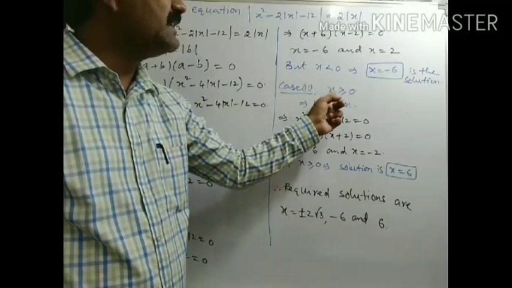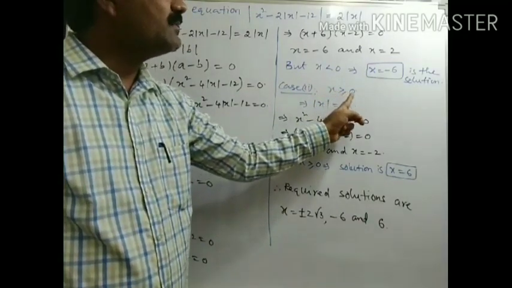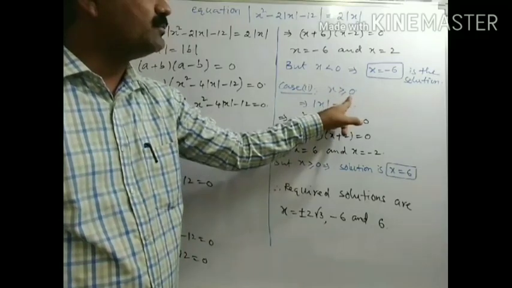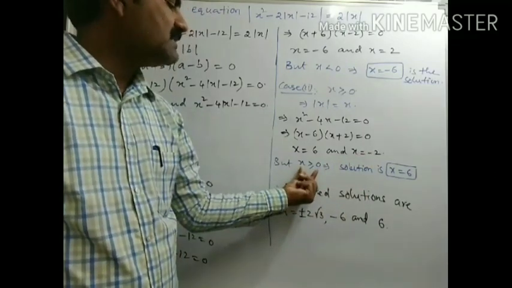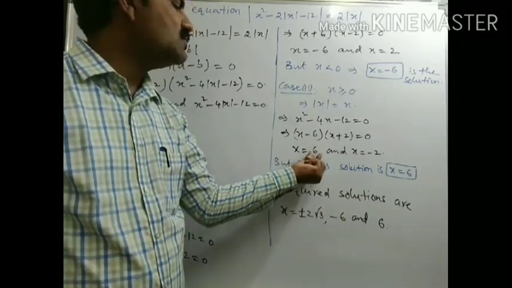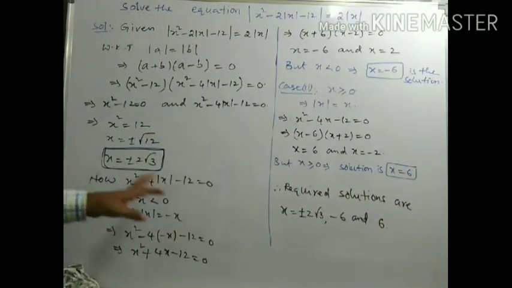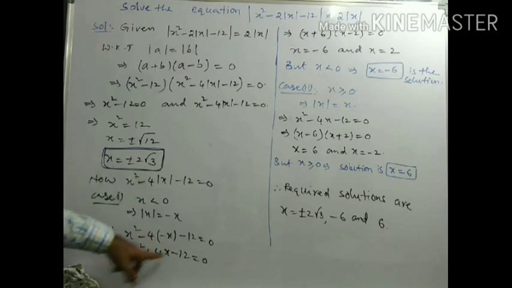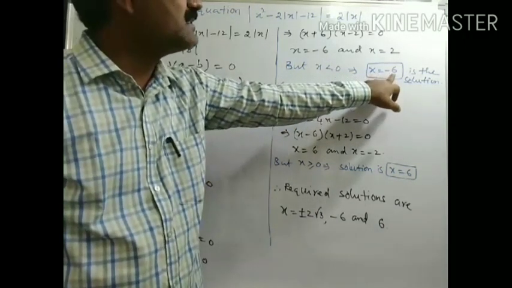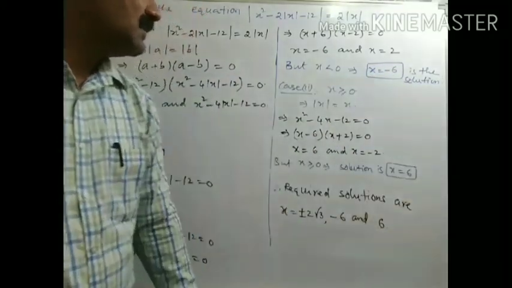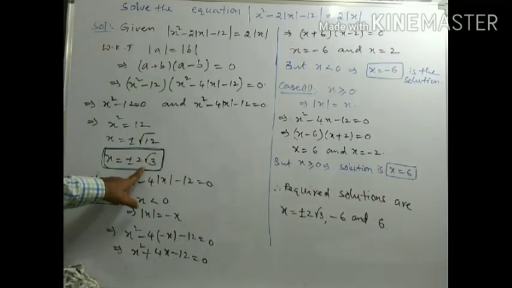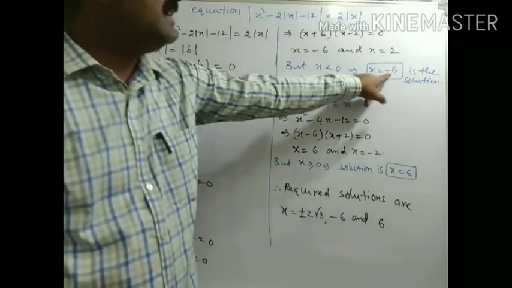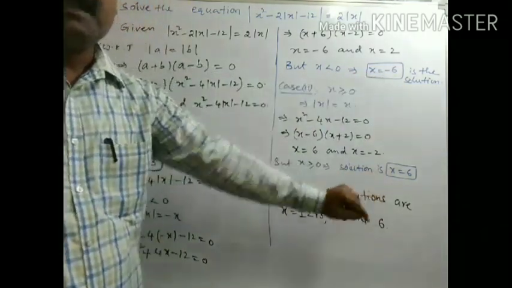But you know what is this here? In case 2, x should be greater than or equal to 0, means non-negative. So within these two, which is non-negative? This one is already negative. Therefore, because of x greater than or equal to 0, in this case the solution is x equals 6. So clearly, my dear, in case 1, we got x equals plus or minus 2 root 3. And in case 2, that is minus 6, and finally here, plus 6. Therefore, the required solutions are plus or minus 2 root 3, minus 6 and plus 6.